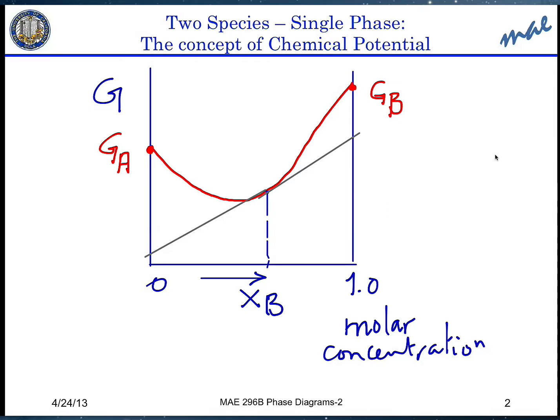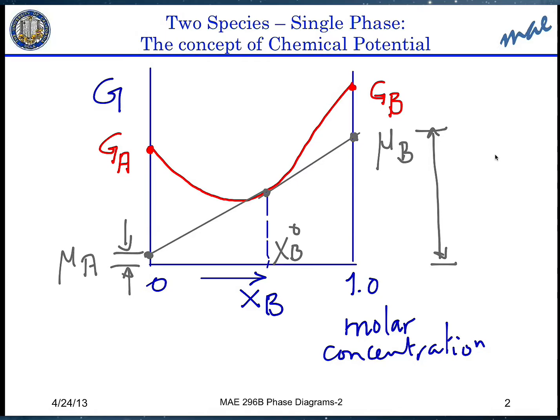And then what we will do is indicate here that this is x sub B super 0. This is a particular concentration, and we will show that the intercept on this side is the value of mu sub B in the single phase, and the value on this side is mu sub A. So let's continue understanding. We want to write equations now for that.